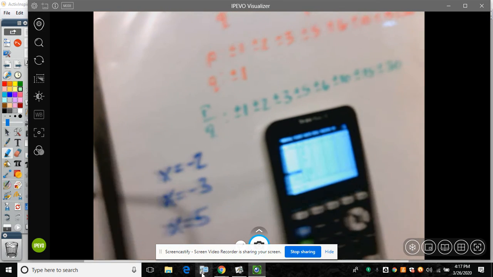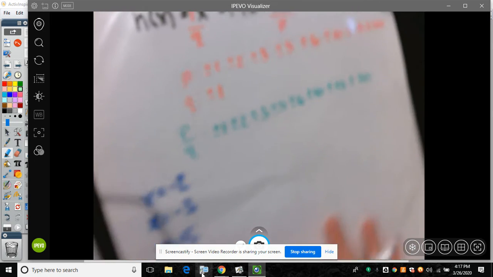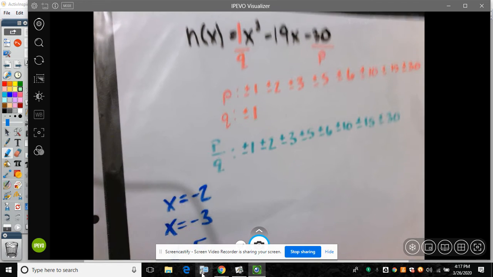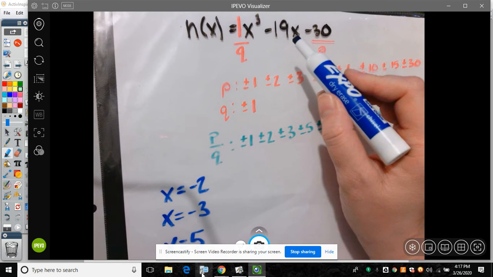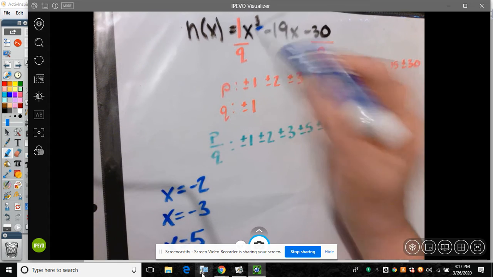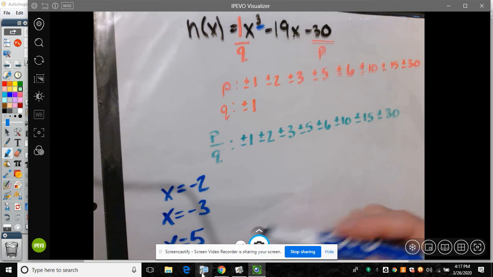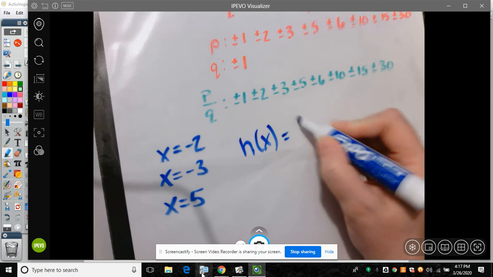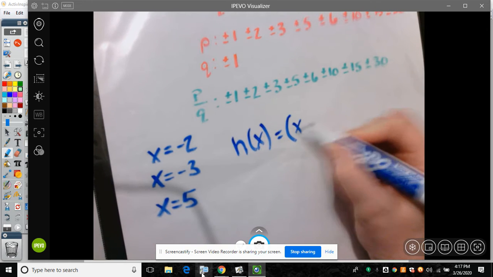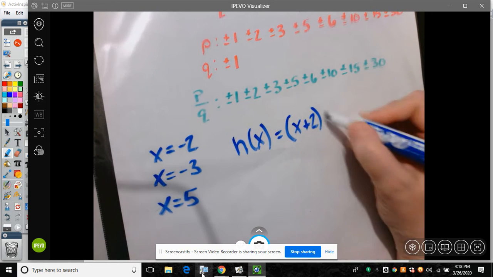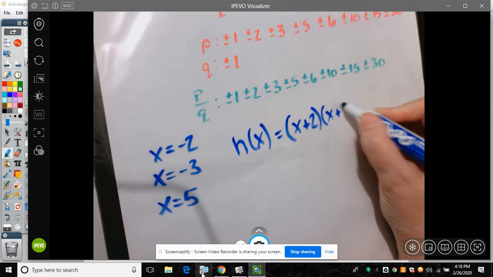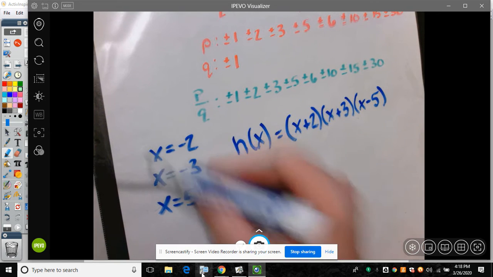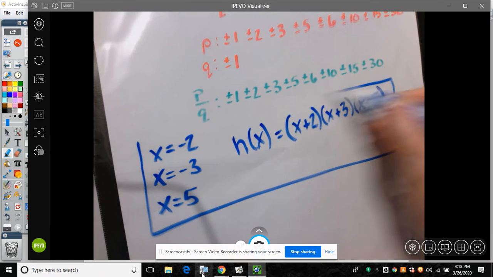So I'm going to zoom back out here so you can see everything. My original equation was x cubed minus 19x minus 30, so I'm looking for those 3 values, and I've got all 3 of them right here. That means my factored form for h of x will be h of x equals x minus each of those zeros. So x minus negative 2, which turns into plus 2, x minus negative 3, which is plus 3, and x minus 5. If a problem asks you to write it in factored form and list the zeros, these are the answers we're looking for.